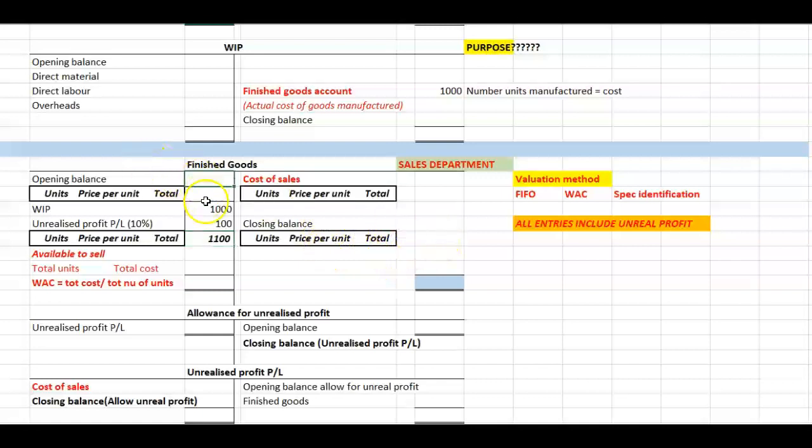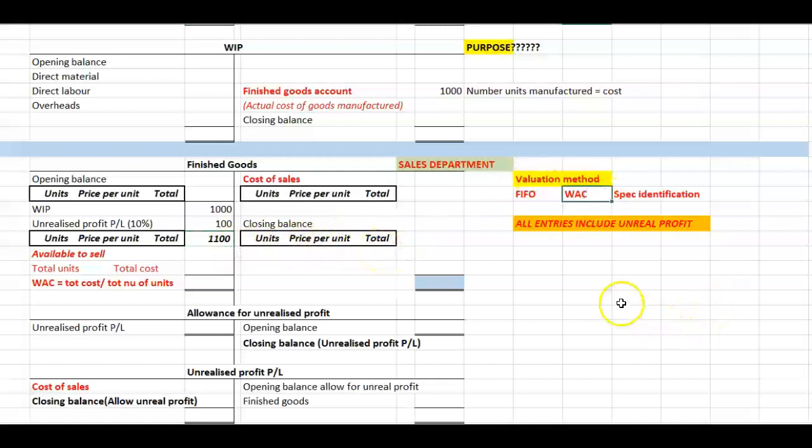So opening balance includes unrealized profit. Here I'm adding the unrealized profit component to get to a total cost which will include unrealized profit. Cost of sales will be based on the total inclusive of unrealized profit, and closing balance will be at the total inclusive of unrealized profit.